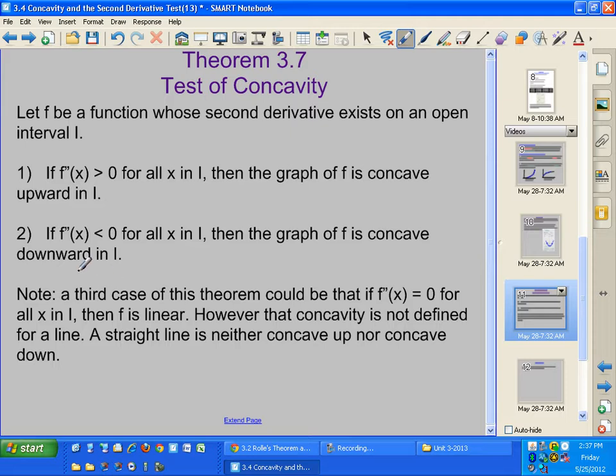But there is a third case, and it's when the second derivative is equal to 0. Then f of x was linear to begin with, and there's no concavity to define. It was a straight line to begin with. So a straight line is neither concave up nor concave down. So those are things to think about when you're doing this. Please make sure you copy this stuff down.